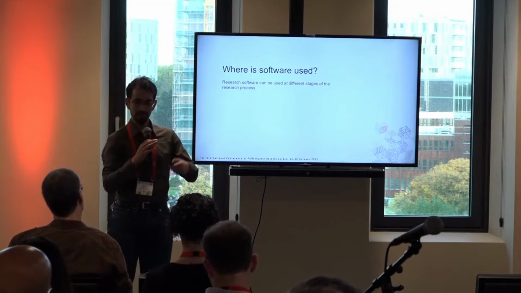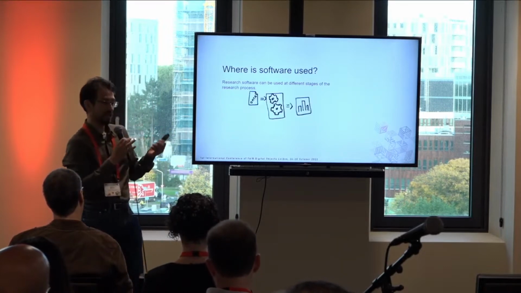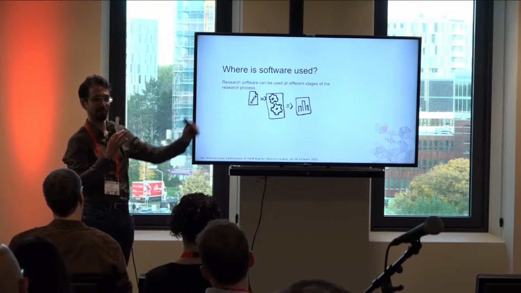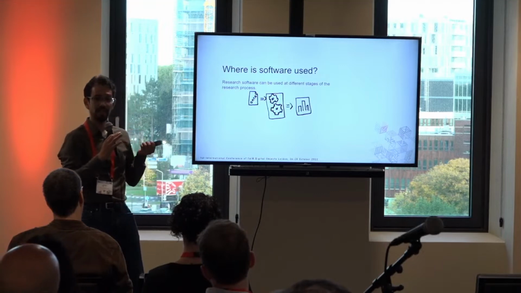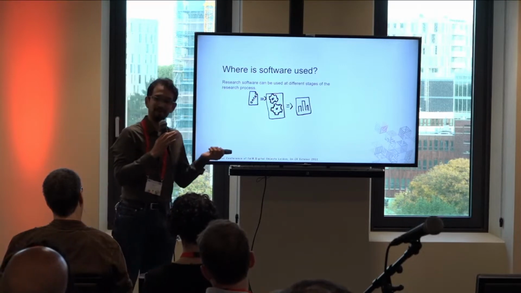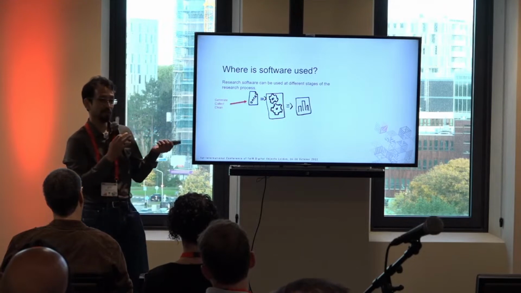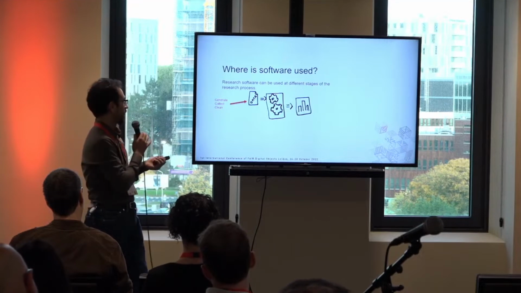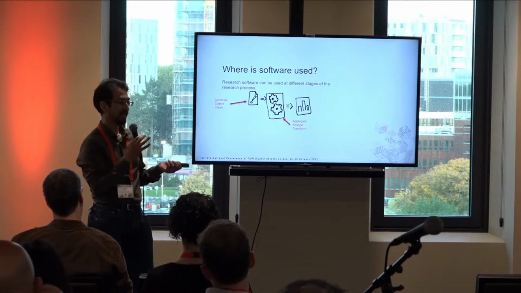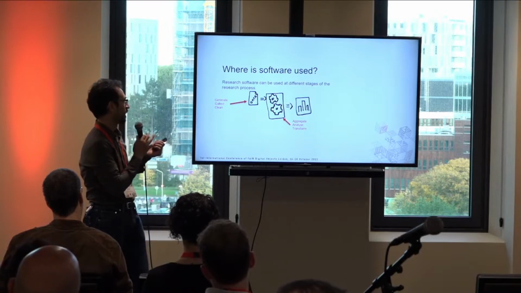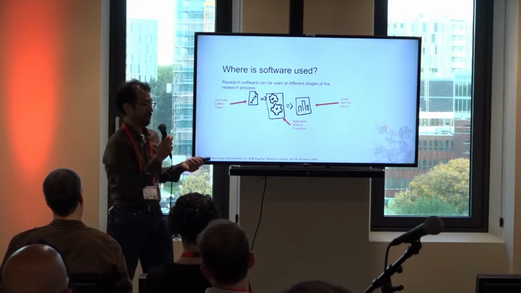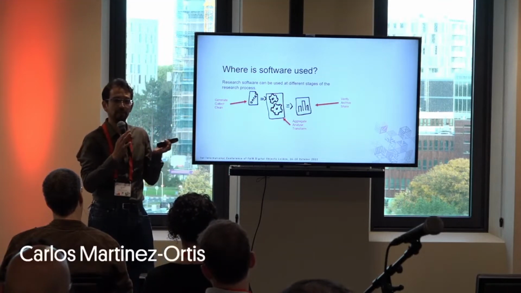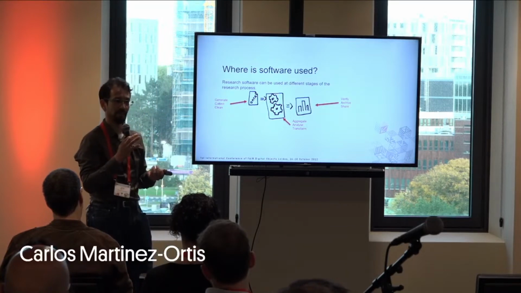So where is software used in the scientific process? In my super simplified scientific process, we have data that we process to analyze results. We use software in all parts of this pipeline. We use software for collecting data, cleaning data, collating data. We use software for analyzing data, transforming it into different formats. And we use software also to verify the results, to publish them, to share them. So software is involved in all of these steps of the process.